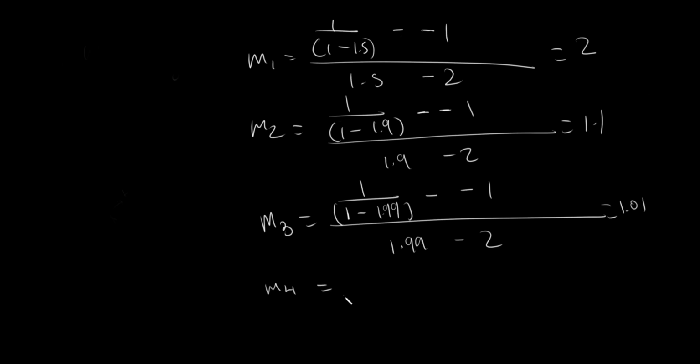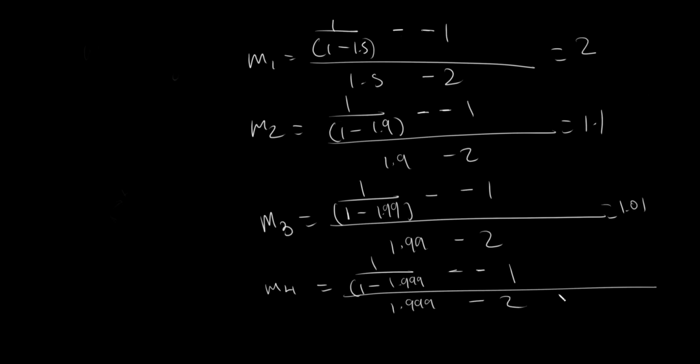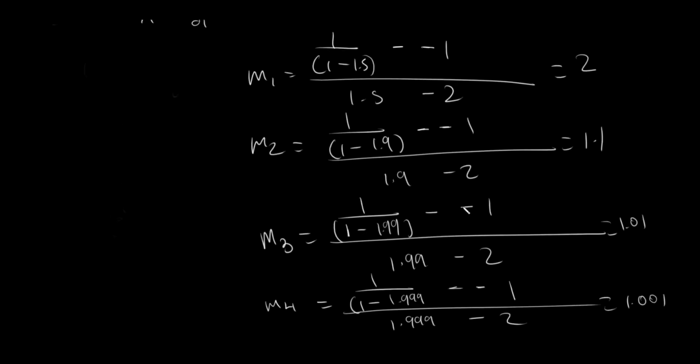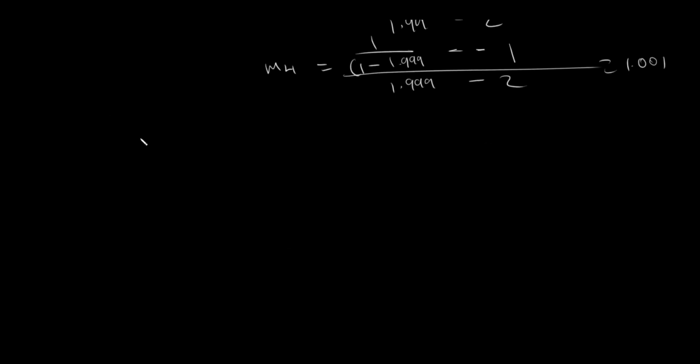And let's take M4 and let's write the function 1.999 minus 1 over 1.999 minus 2. I'm just gonna erase this part. That's gonna equal 1.001. You guys should do it on your own to keep up with me, because it's way easier for you to understand.